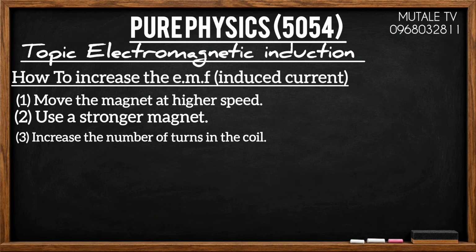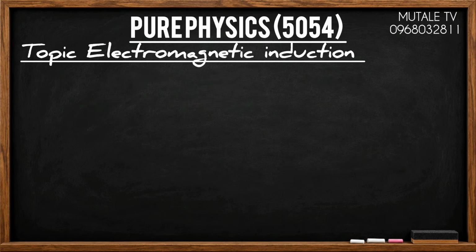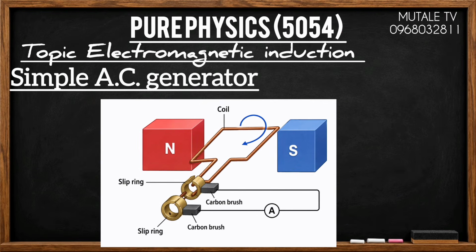Alright, once you are done with that, we need to look at what we call the AC generator. An AC generator generates alternating current by electromagnetic induction. Alternating current is simply the current which changes its direction a number of times per second. The structure is simple. An AC generator looks like that: the slip rings, the carbon brushes, the core, and of course our magnet there.